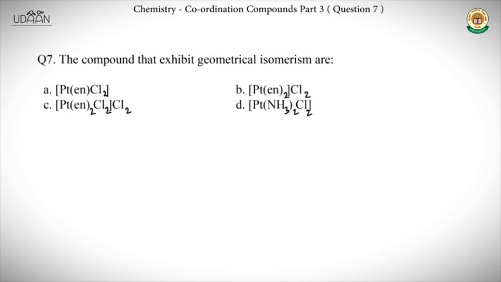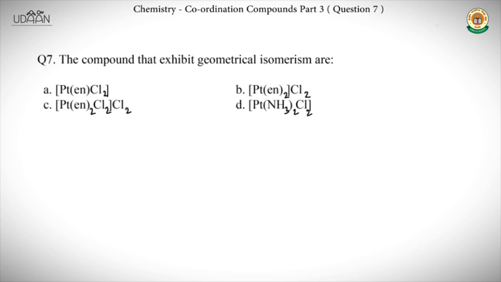Okay, so we have another question for you related to geometrical isomerism. Question number 7: we need to find out which compound out of the 4 options given exhibits geometrical isomerism. One difference which you will see is a new ligand group which we have introduced in this question, and also the central metal atom in this case is platinum. So let's see how we'll approach.